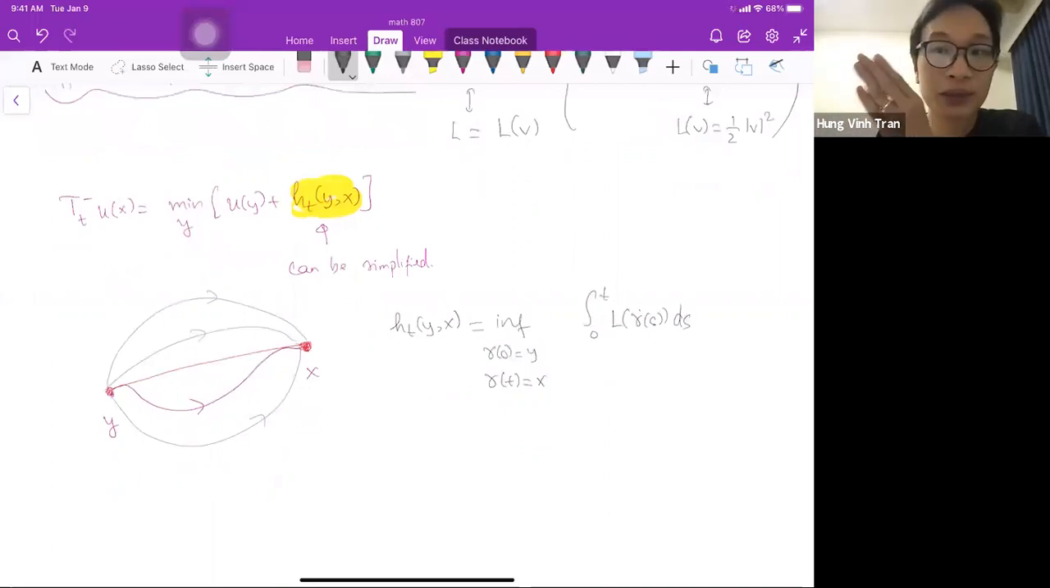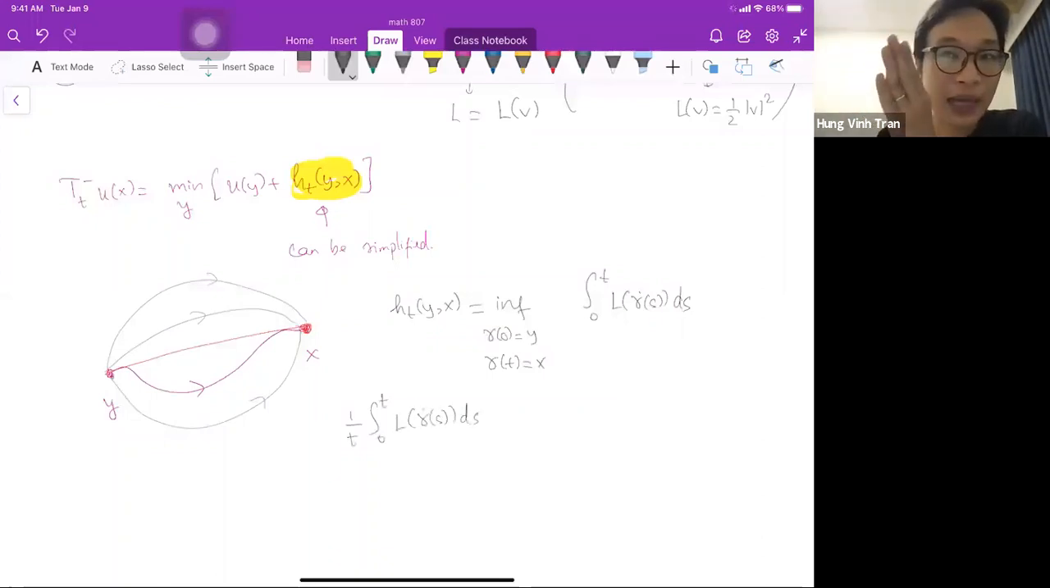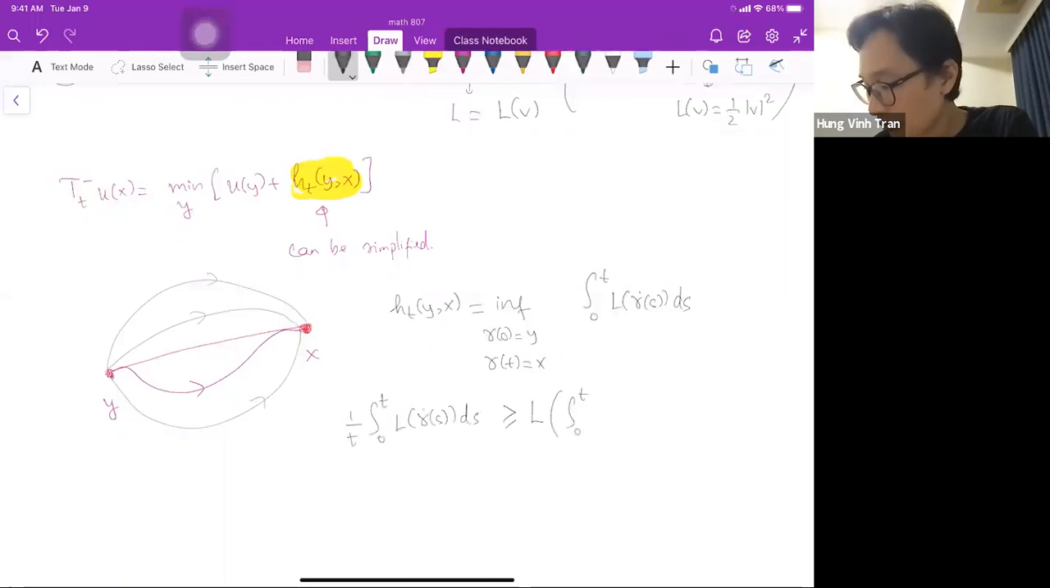And now I'm not going to use the Jensen inequality. So, 1 over t integral from 0 to t of L of gamma dot of s ds. I'm taking 1 over t because that's the average of the integral, right? The integral has the length t, and taking 1 over t gives me the measure 1. This is greater than or equal to L of the integral from 0 to t of 1 over t gamma dot of s ds. Okay, so this is exactly Jensen inequality.